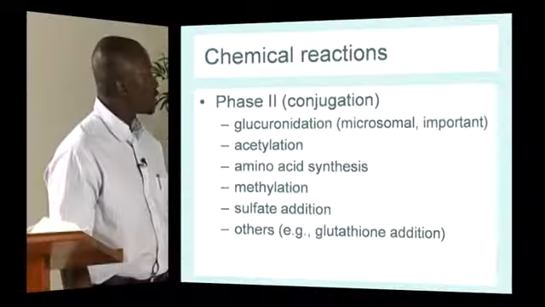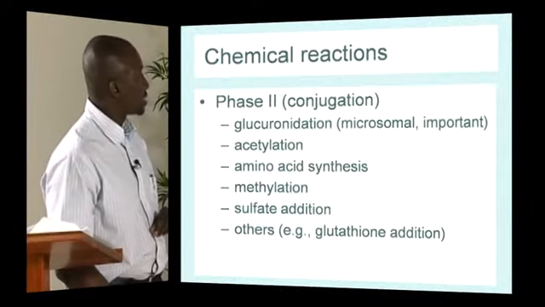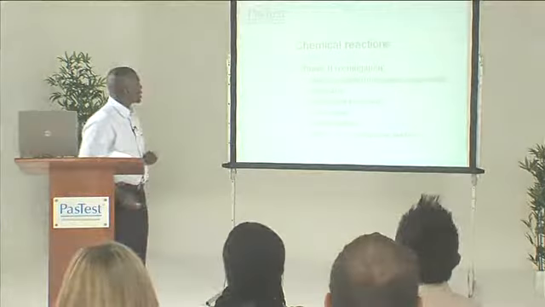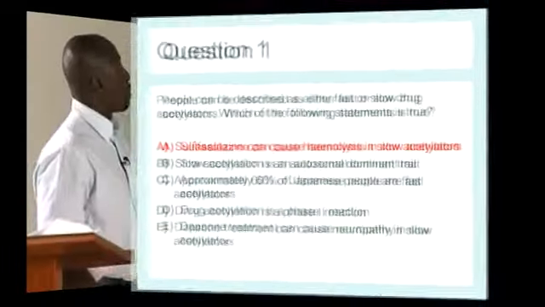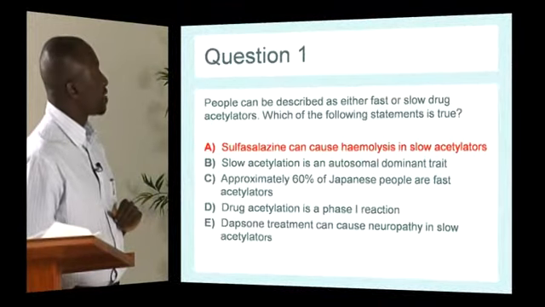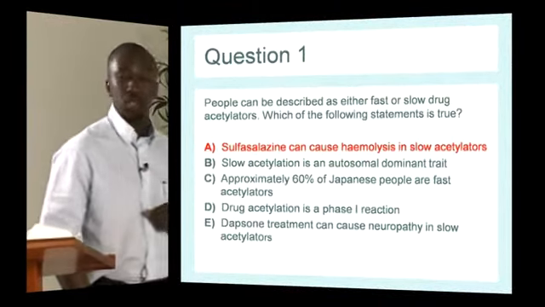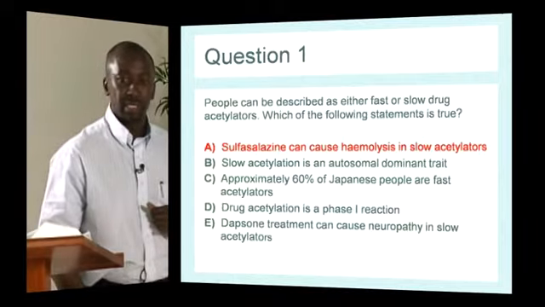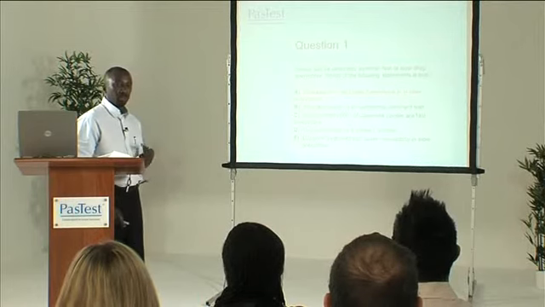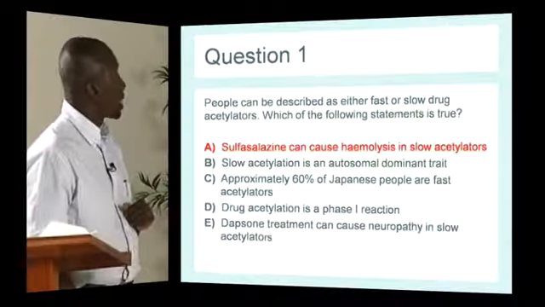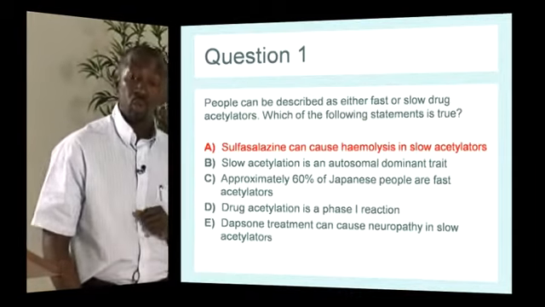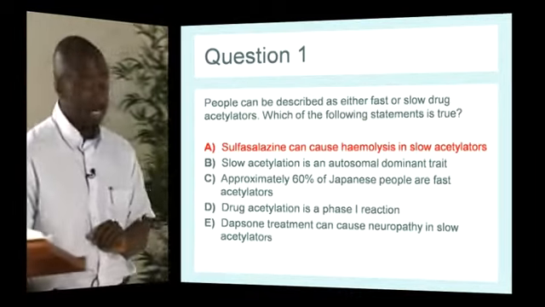This question is asking about acetylation. So in those patients who are slow acetylators as opposed to those who are fast acetylators, when we go to consider the answers, which of the following statements are true? Sulfasalazine can cause hemolysis in slow acetylators, and that's what it does. In those patients who are slow at acetylating it, unable to metabolize sulfasalazine, it will cause hemolysis. Slow acetylation is an autosomal recessive trait.